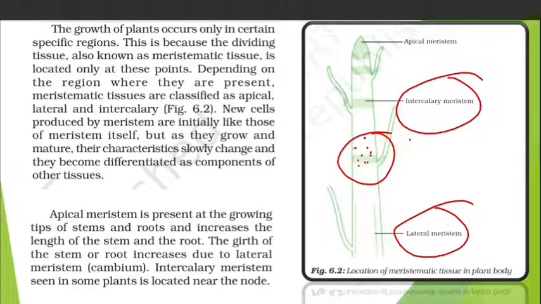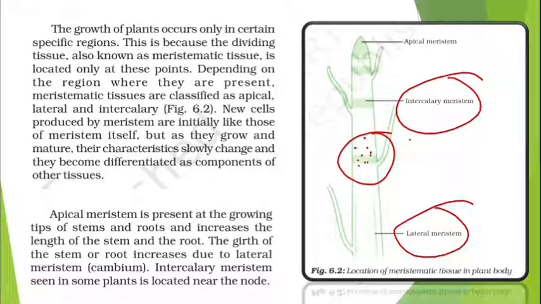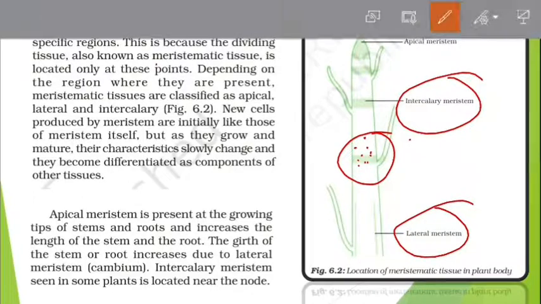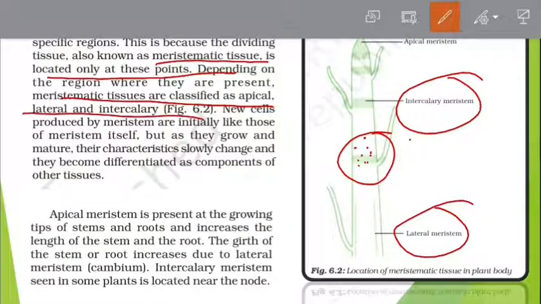Now the growth of plants occurs only in certain specific regions. We are reading in the text: this is because the dividing tissue known as the meristematic tissue is located only at these points. At certain tips only, these meristematic tissues are located, and due to that, the growth of the plant takes place. The meristematic tissue is classified as apical, lateral, and intercalary meristem.